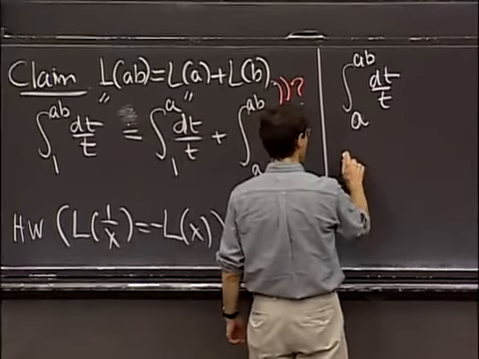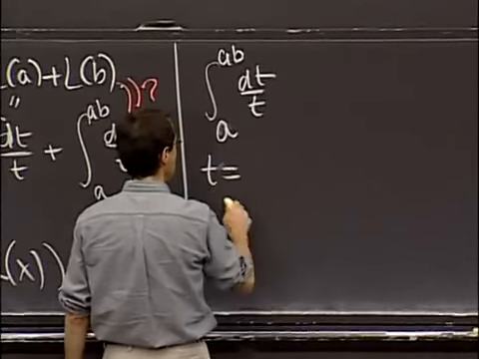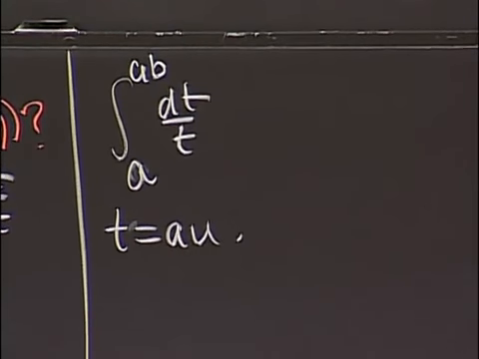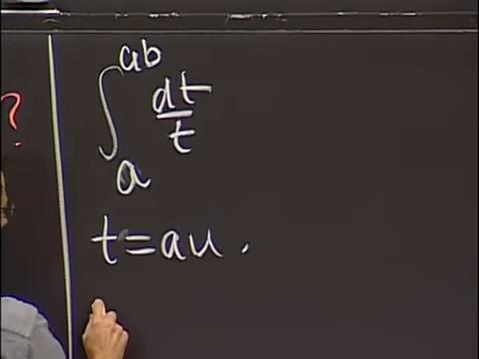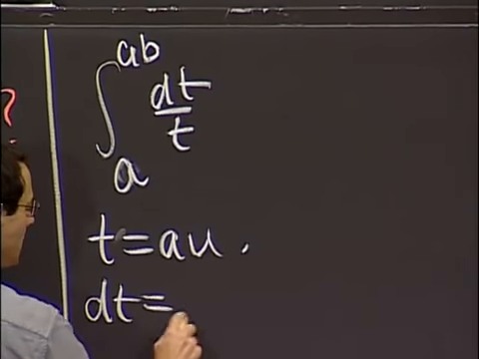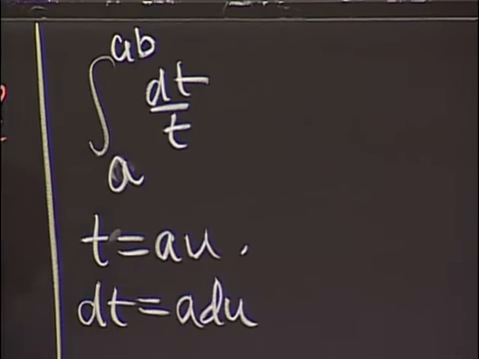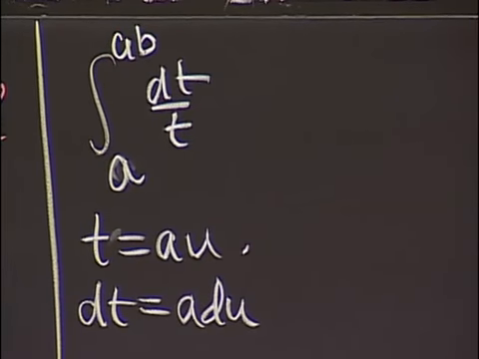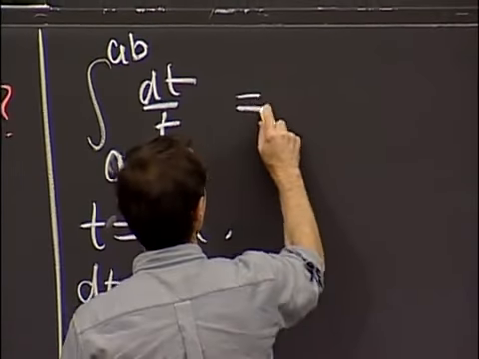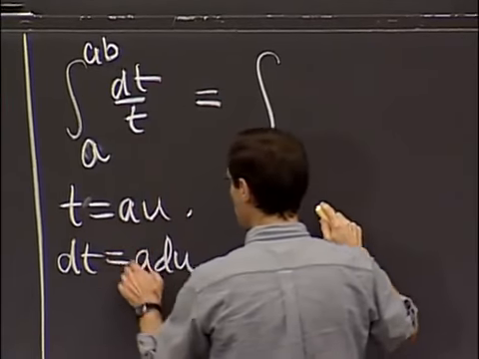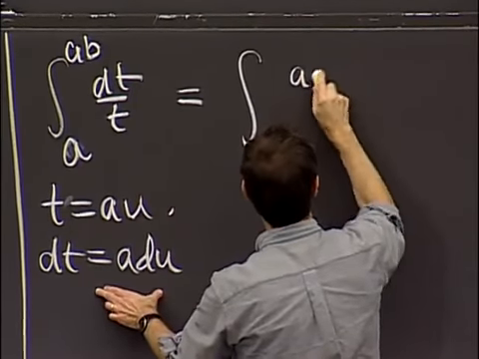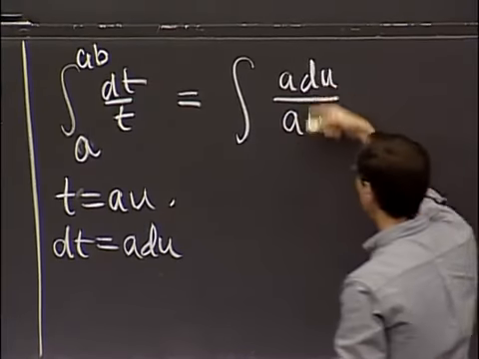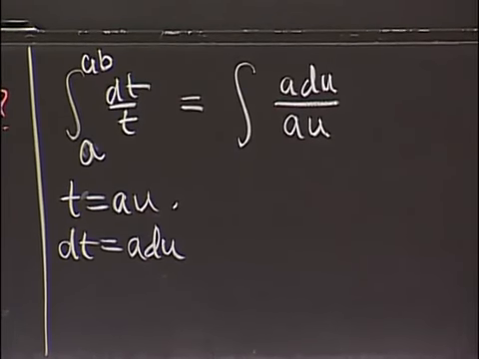And so this suggests that we write down t is equal to a times u. That's going to be our trick. And if I use that new variable u, then the change in t, dt, is a du. And as a result, I can write this as an integral where dt is a du, and t is au. So I've now substituted in for the integrand.